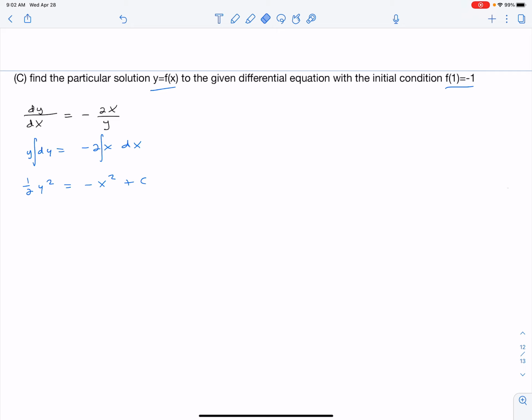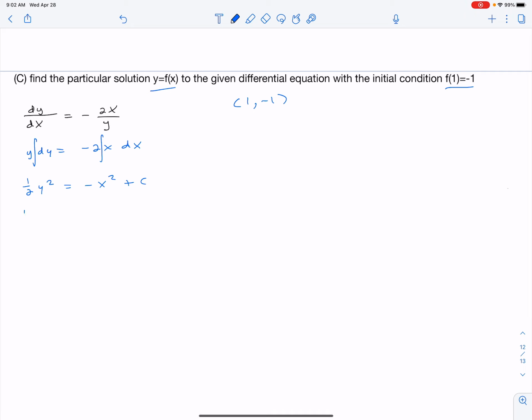Now, I do want to solve this for y, but you know what? I think it's going to be easier right now to just plug in this initial condition. So I'm going to plug in this point 1, -1. Now, the only reason is when I solve this thing for y, I'm going to have a square root. I feel like the math will be slightly harder. So I'm going to plug in this initial condition now. So let's see what we get here.